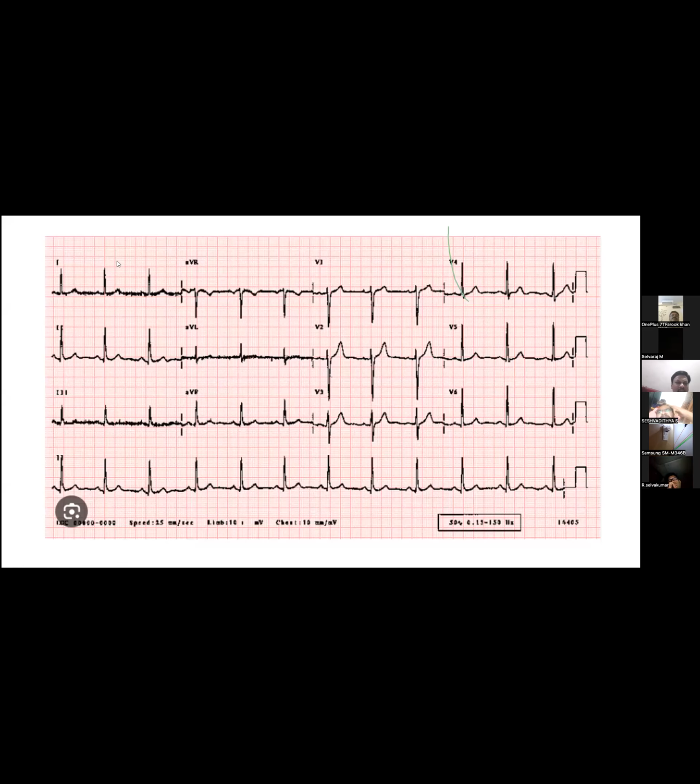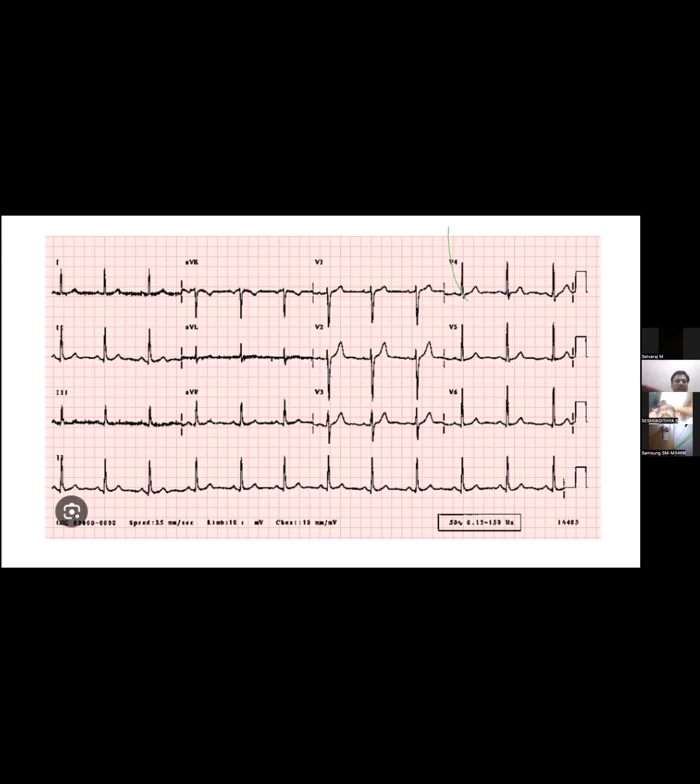Now we will see this rate. See here, the darker mark is the big square, whereas the lighter mark is the small square. So 300 divided by the big squares. Between these two R waves, we can see 1, 2, 3, 4, and slightly above. So approximately 4 big squares are there between the RR. 300 divided by 4 big squares is 75. So here the rate will be around 75.